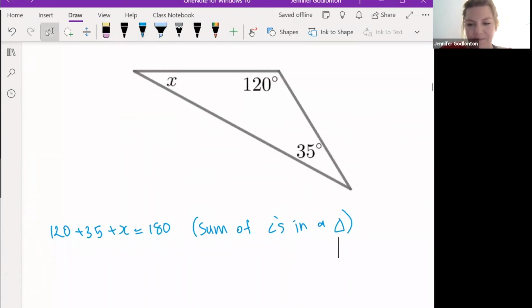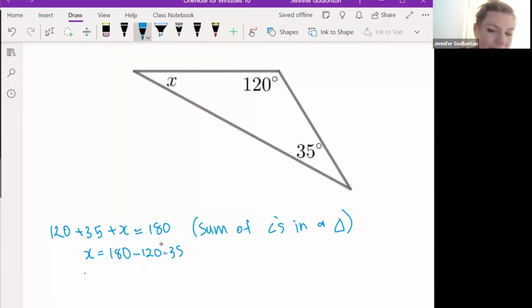What I do is I say that X is equal to 180 minus 155, since I added 120 plus 35. Perfect. I'm going to minus them separately like this, just so everyone sees what you've done, but that's great. So then X is going to be equal to... oh, wait, I'm sorry. 180 minus 155. X is going to be equal to 25 degrees.